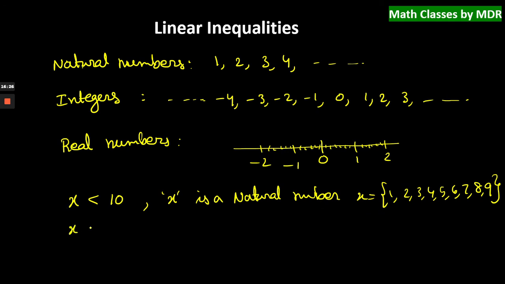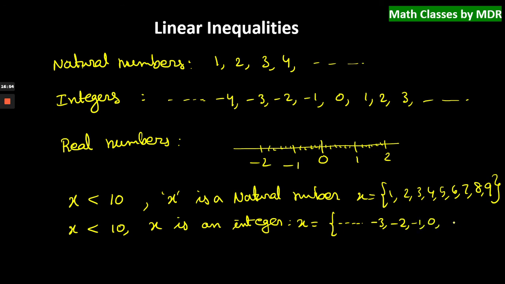The same thing if it is x less than 10 and x is an integer. Then x less than 10 means the integers we have go from 9, 8, 7, 6, down to 0, minus 1, minus 2, and it goes up to minus infinity. So the set of all the integers from minus infinity to minus 3, minus 2, minus 1, 0, 1, 2, and so on up to 9. Again, 10 is not included, only up to 9. We have to show only up to 9.